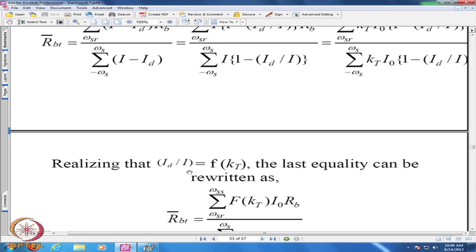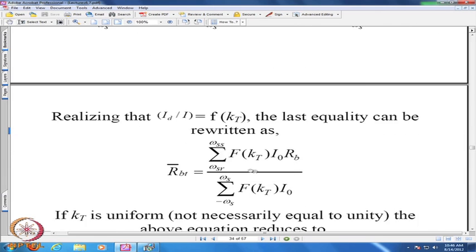Now, according to Erbs-Klein-Duffie-type correlation, I d by I is dominantly a function of clearness index. So, consequently, k t is anyway the clearness index. So, I can write the above equation as R b bar t simply some function of k t times I 0 R b by some function of k t into I 0. That means it is converted into the extraterrestrial calculation, augmented or attenuated or modified according to some distribution function, which depends upon the clearness index.